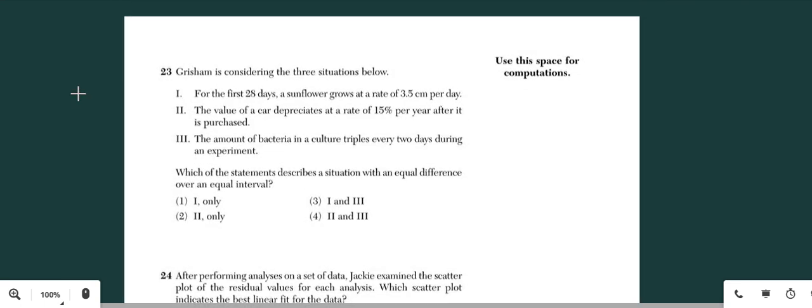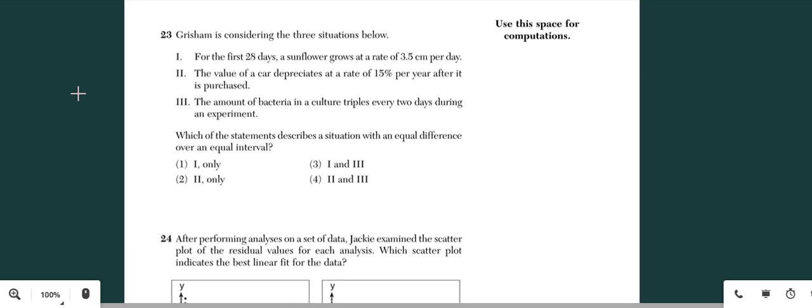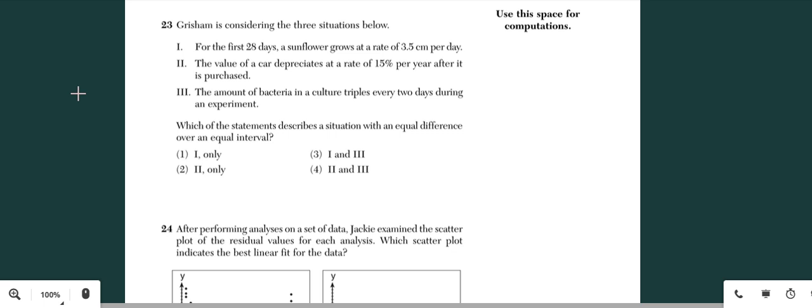Look at the next one, question number 23, the second last. He is considering three situations below. For the first 28 days, a sunflower grows at a rate of 3 centimeters per day. In the first one, it grows with the rate of 3 centimeters per day.